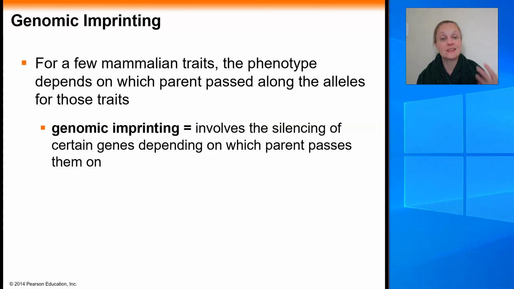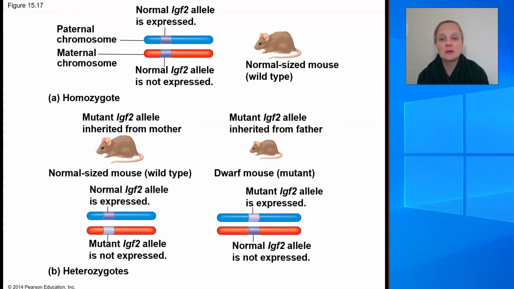and is not expressed. And so if the parent that gave you the mutant gene gets their gene silenced, then it's not a big deal in terms of your phenotype. But if it's the other parent that passed on the mutant gene to you, then you're going to be expressing the mutant gene and not the healthy one, and that's going to be a problem. So again, let's take a look at an example.